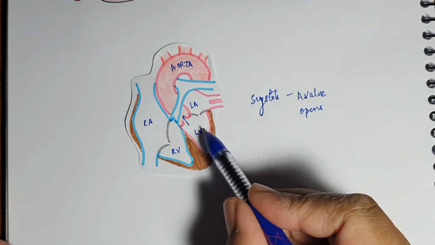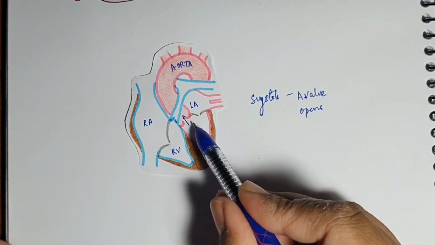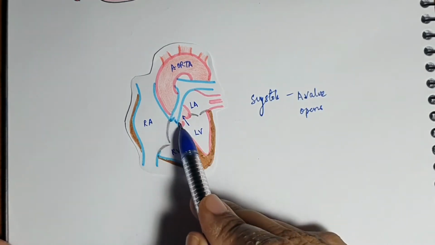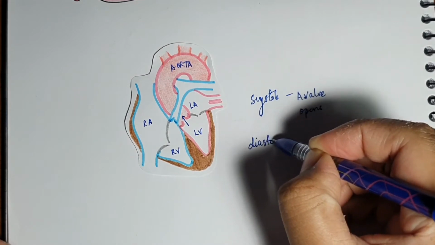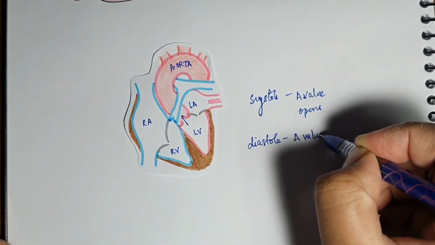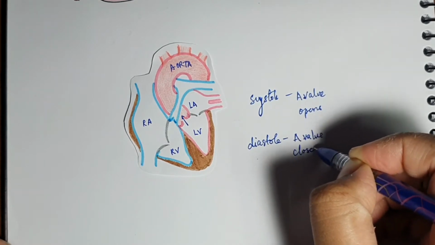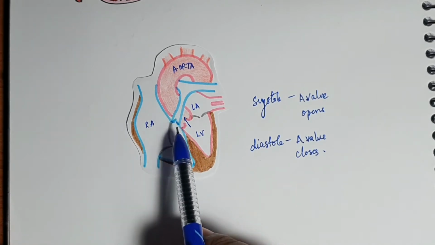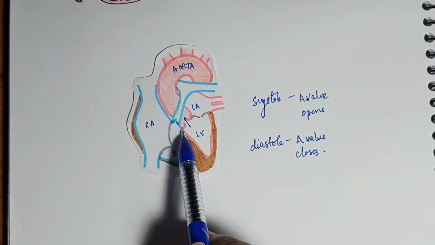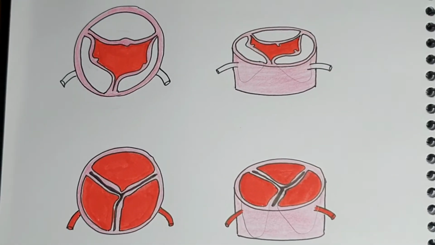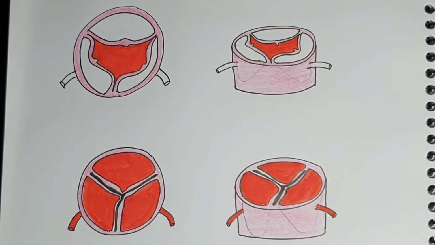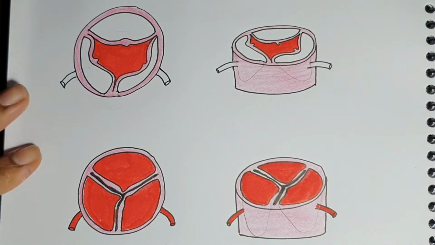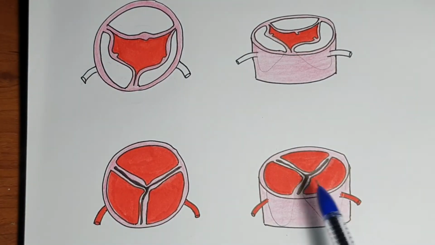Now during diastole, it will relax. So there will be backflow of blood because there's a fall in pressure. Now to prevent the backflow of blood during diastole, the aortic valve closes. So they open during systole to allow the flow of blood, and during diastole they close again to prevent the backflow of blood. So this is how the valve looks during systole and diastole. This is during systole, the valves are opening. And this is during diastole, the valves are closed.